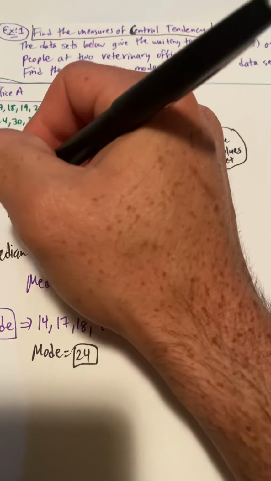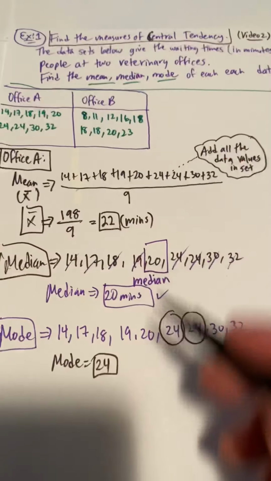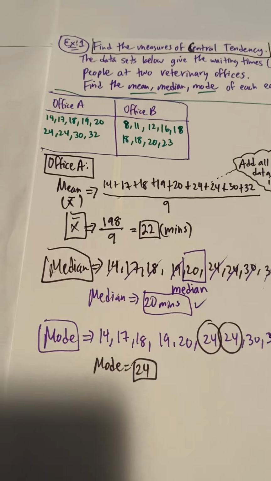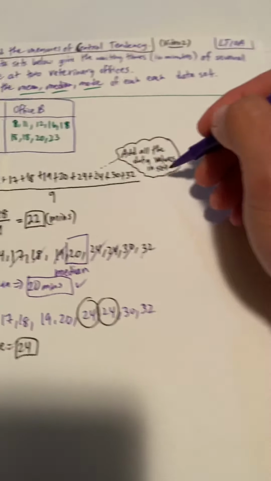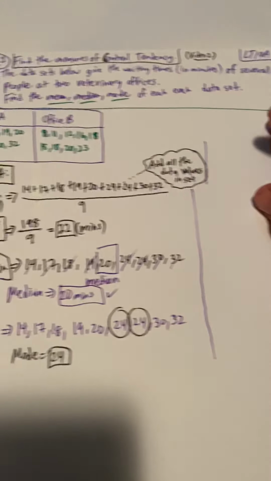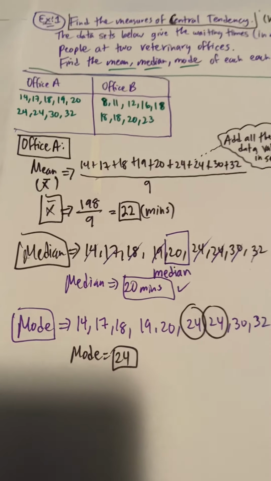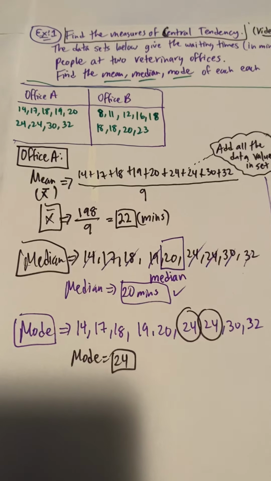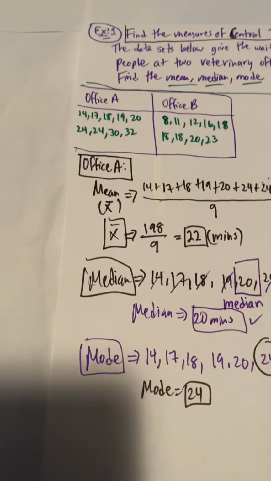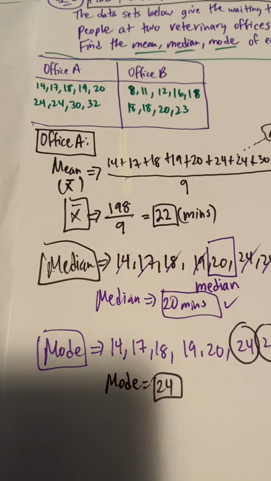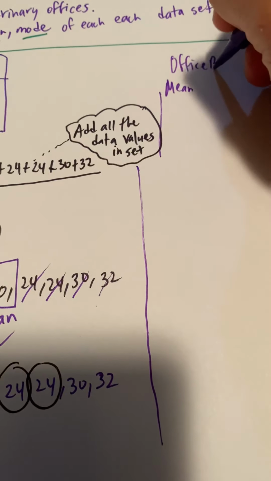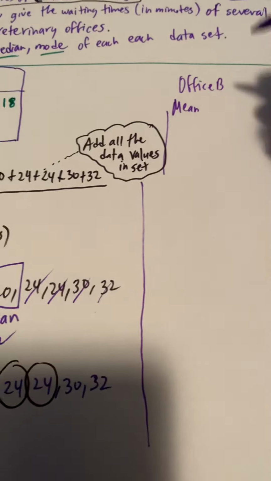So we found the mean, the median, and the mode for office A. Okay, so now what we're going to do is I'm going to squeeze in on this side of our paper here how to find the exact same thing, the measures of central tendency, but with the new data set values here in my table. Okay, so for the mean right here for office B, we are going to go ahead and find the mean.